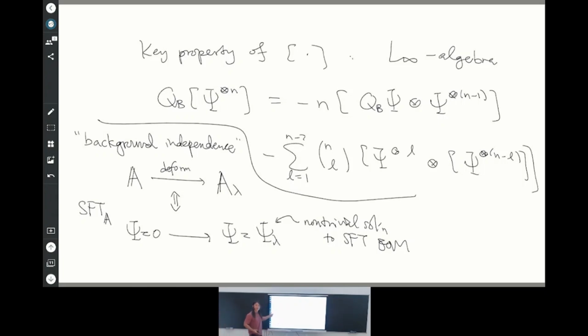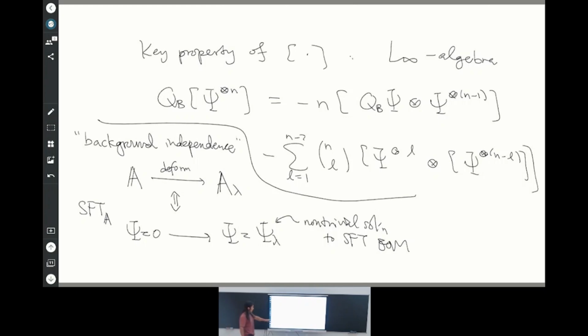The statement of background independence is that under suitable assumptions, which are not fully elaborated for now, but maybe I'll discuss if there are questions later, there's going to be a one-to-one correspondence between deformations of the CFT and non-trivial solutions to the string field equation.